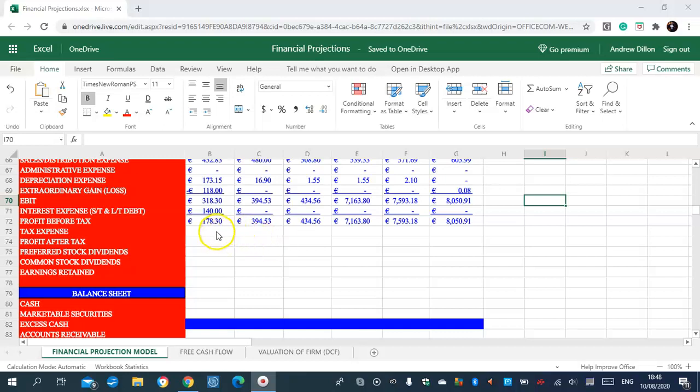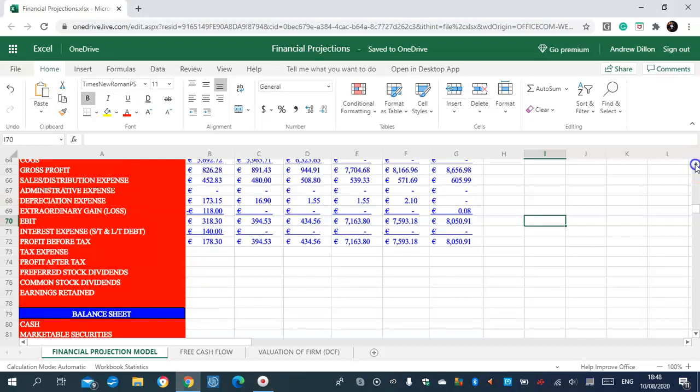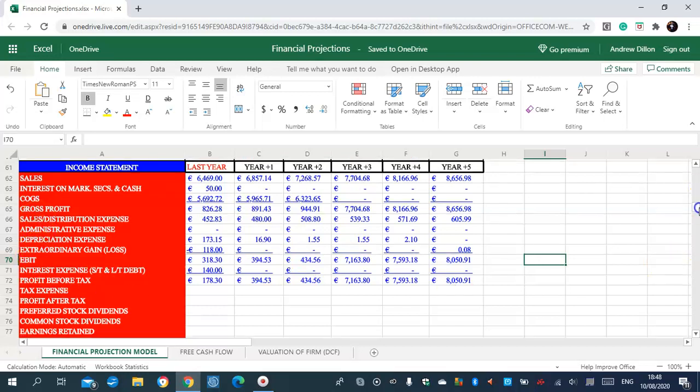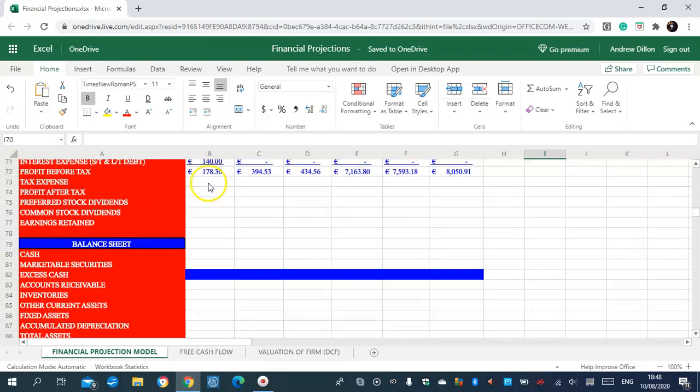Okay, so far so good. I managed to finish the first half of the income statement of the year's inputs for finances. The sales are finished, the interest and market sectors and cash finished, COGS, gross profit finished, sales distribution expenses all completed. So the next part I have to do is to find and calculate the tax expense.